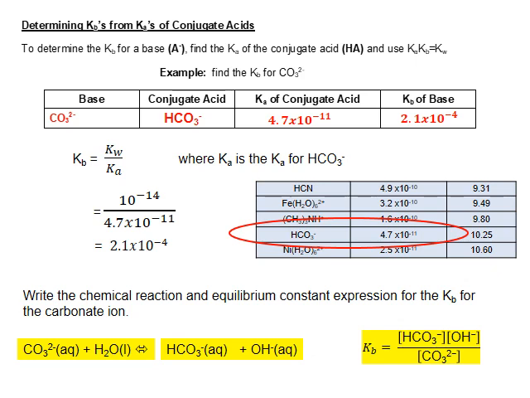Equilibrium constant expressions are always the product concentrations over the reactant concentrations. So in this case, Kb for this reaction is the concentration of the hydrogen carbonate ion times the concentration of the hydroxide ion, both of those are products, divided by the concentration of carbonate ion, which was one of our reactants. Remember that pure liquids like water don't appear in the equilibrium constant expressions.